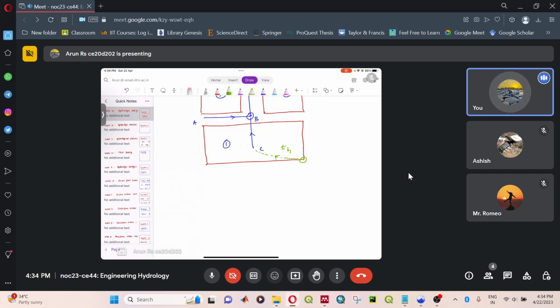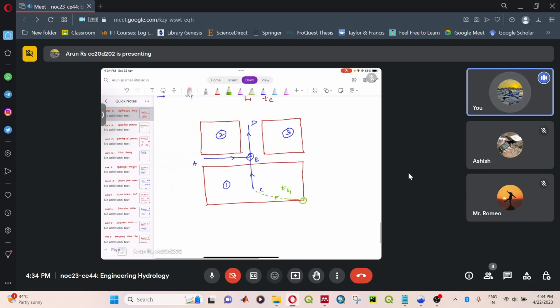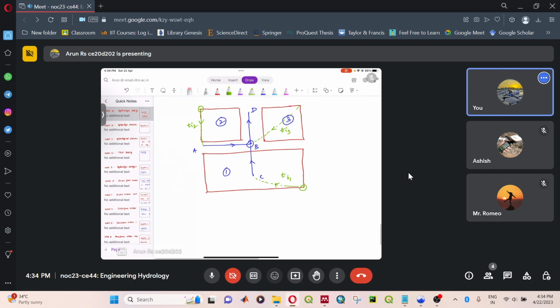So I represented it as TI1. And for the second catchment, it can be from this point until the point A. I'm representing it as TI2. And similarly for catchment 3, this can be the potential path. I'm giving it as TI3.